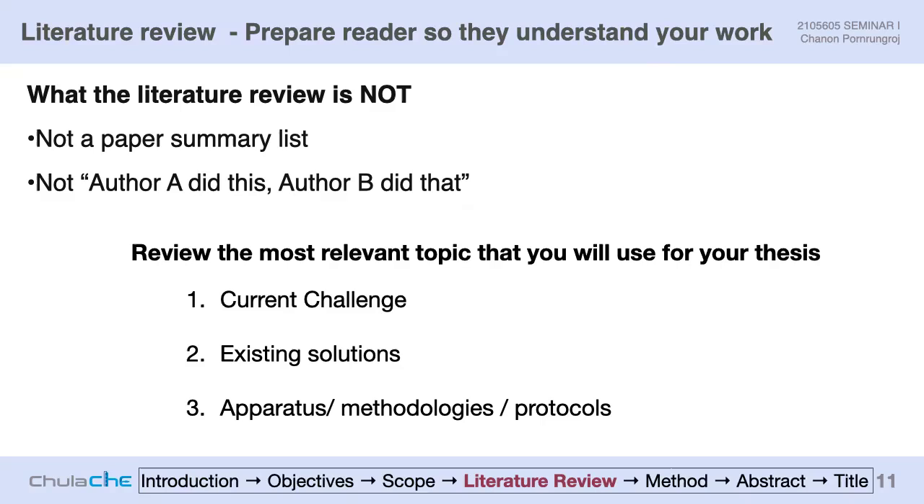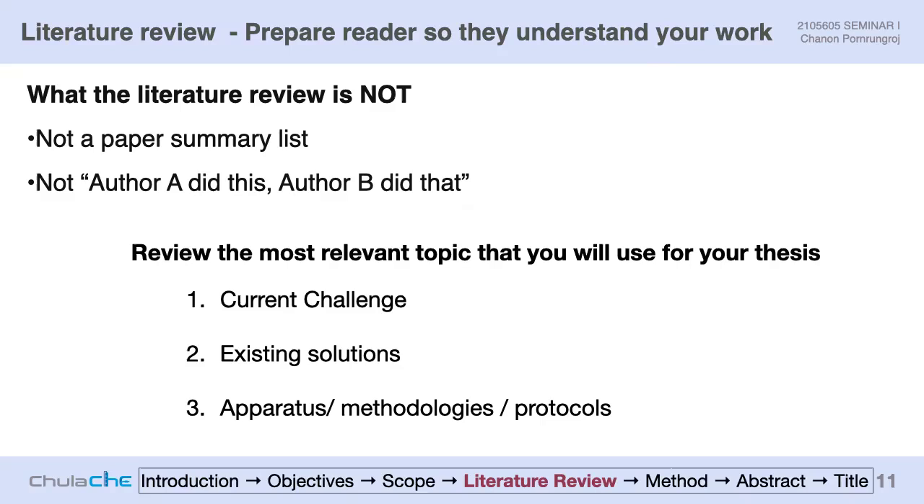The last thing is the apparatus, methodology and protocol. Here we bring everybody to the same page on what protocol you want to use. For example, if you want to calculate the solar cell efficiency, what kind of equation do we use? There are different ways to calculate solar cell efficiency, or different methodologies for how you put things on the solar cell and so on. So these are the three main things that you normally put in your literature review.